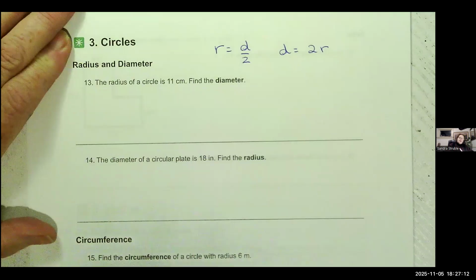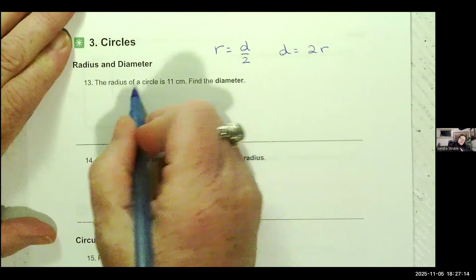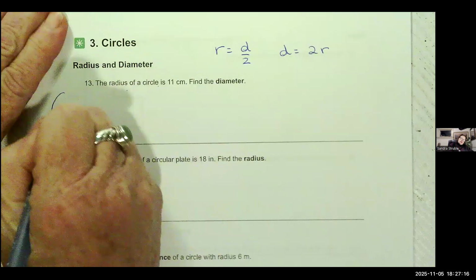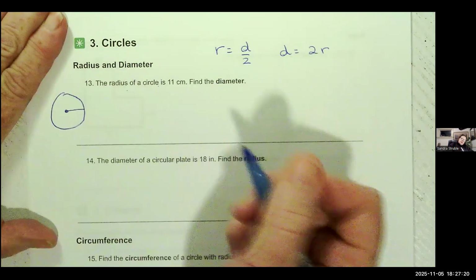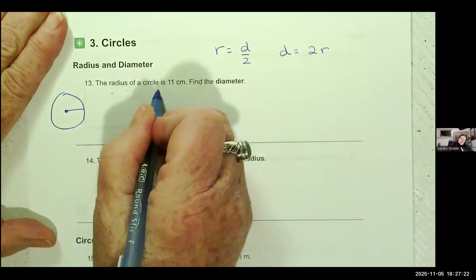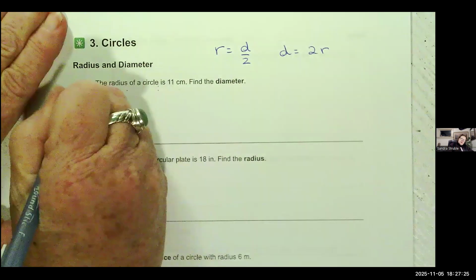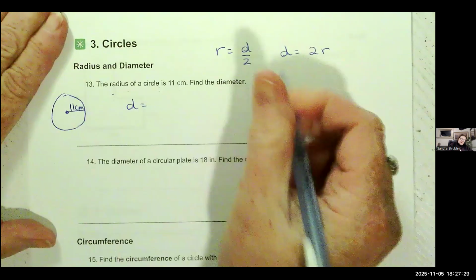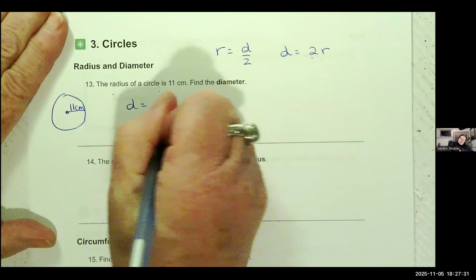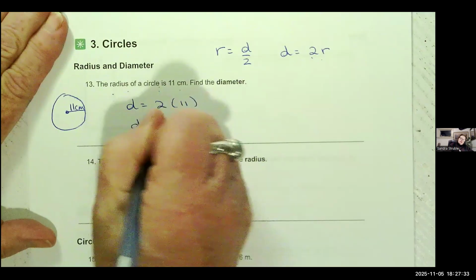So they're giving us the radius. So given a circle, the radius is from the center to any point on the circle, and they're telling us that our radius is 11 centimeters. So to find our diameter, it is 2 times the radius. So our diameter is 22. Don't forget your unit, centimeters.